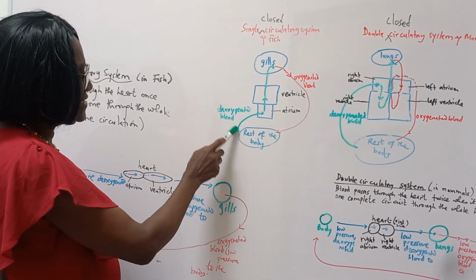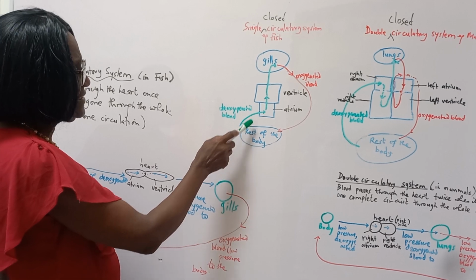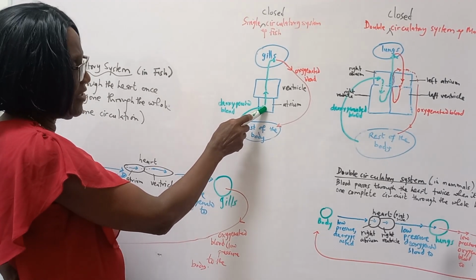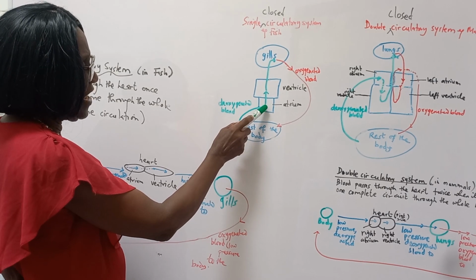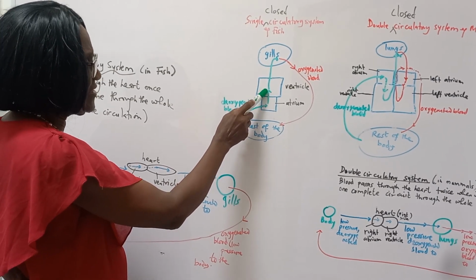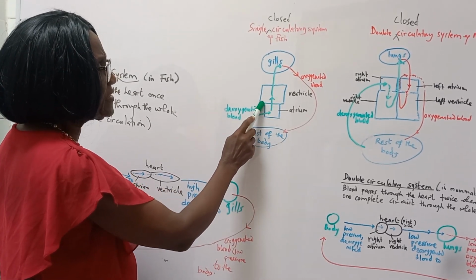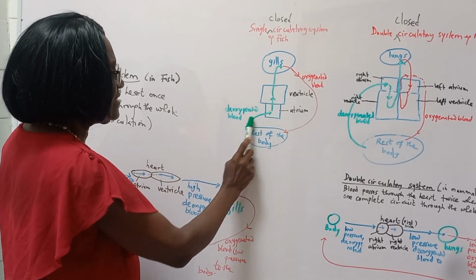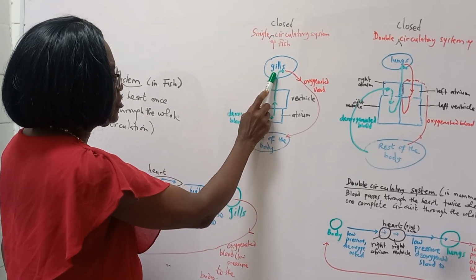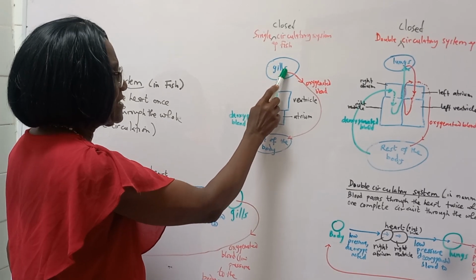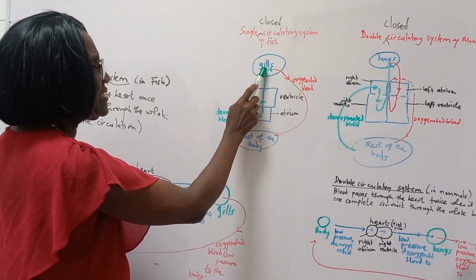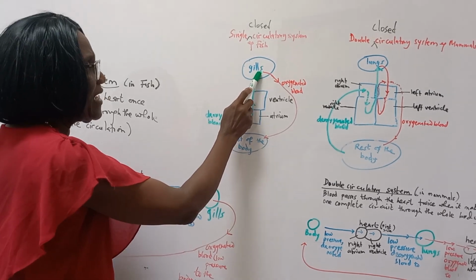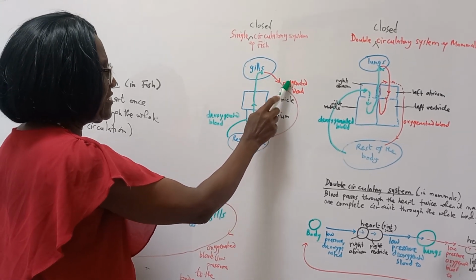So, deoxygenated blood from the body enters the heart. And as we said, blood enters the atrium of the heart. The blood flows from the atrium to the ventricle. The ventricle pumps the blood with pressure and it goes to the gills. The blood is deoxygenated, and so in the gills, the blood becomes oxygenated. Oxygen is taken into the blood by the gills. So the blood that leaves the gills is oxygenated.